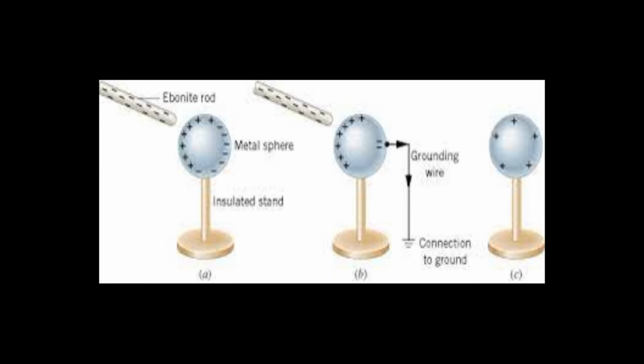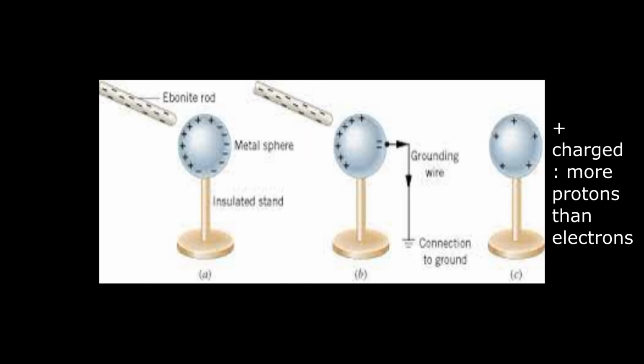The electrons in the neutral object are repelled by the negatively charged object. This makes one side of the neutral object positively charged and the other negatively charged. If you want the neutral object to have a positive charge, a grounding wire is connected to the negatively charged part of the neutral object, and there is a transfer of electrons from that part to the ground. This makes the neutral object now positively charged, since there are more protons than electrons.